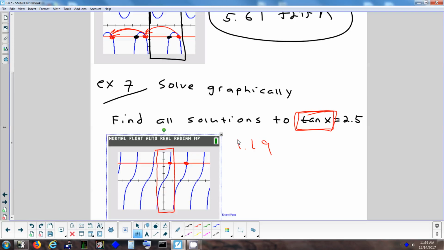Well, what does that say? What's in the red box? Tan. Just tan. What's the period of tan? Pi. There's no period change at all. If there was a period change, you'd have a number in front, like a 2. There's no number.